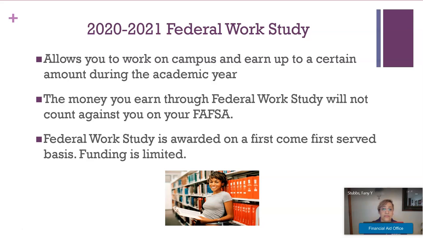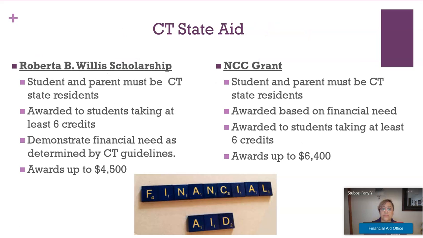Another program that is offered through the financial aid is the Federal Work Study Program. It allows the students to work on campus and earn up to a certain amount during the academic year. Currently, the students are able to work anywhere from 12 to 15 hours, and you can make $12 an hour. This money that you earn through the Federal Work Study will not count against you on your FAFSA. The Federal Work Study is awarded on a first-come, first-served basis, and funding is limited. If you are interested, please get in contact with our office.